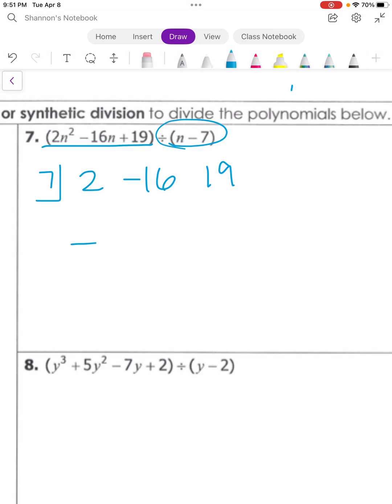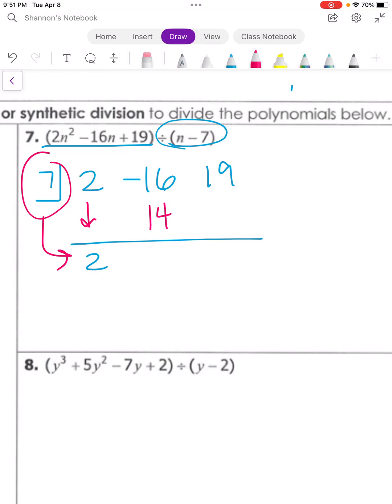And then you draw your line. The 2 is always going to come down, or whatever number's first. Then you're multiplying the number in the box with whatever's in that row underneath the line. That's what you're going to get up here. So 7 times 2 is 14. Remember, you're adding those, so I get -2. Again, multiply. 7 times -2 is -14. I add those to get 5.